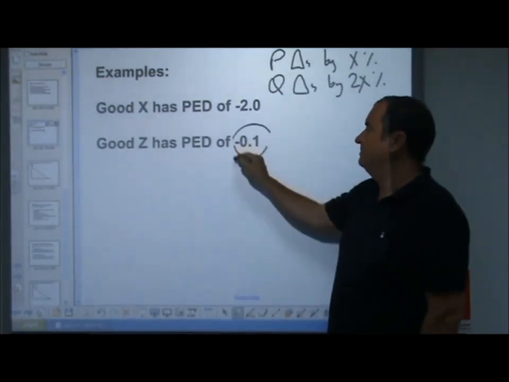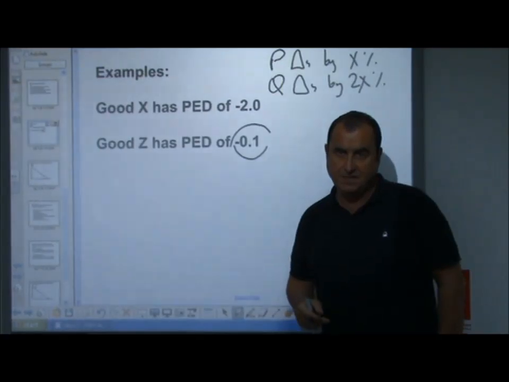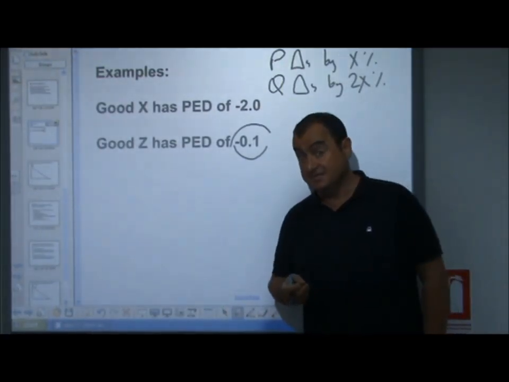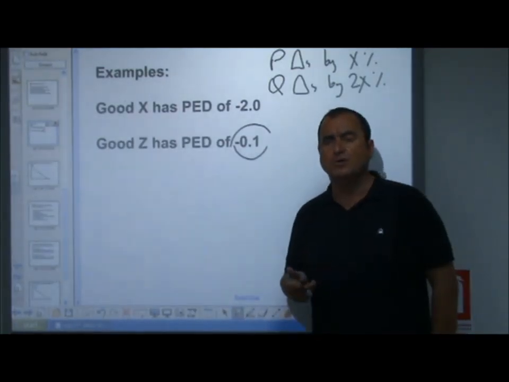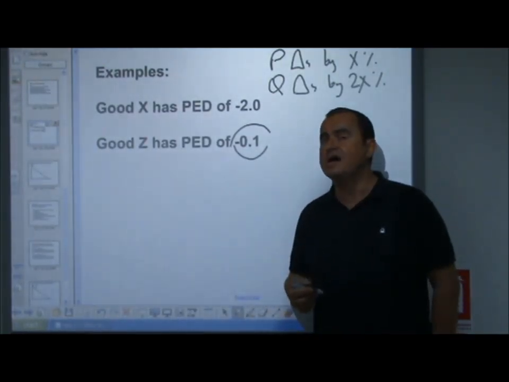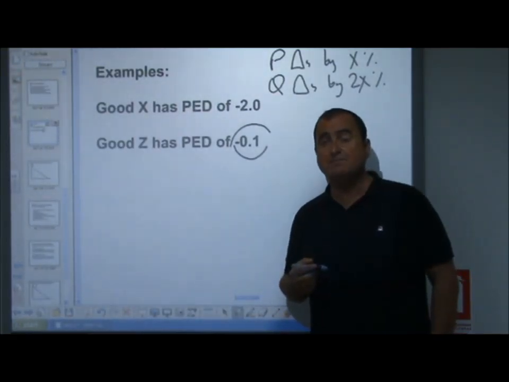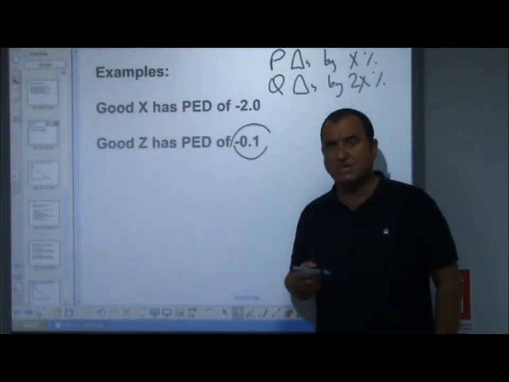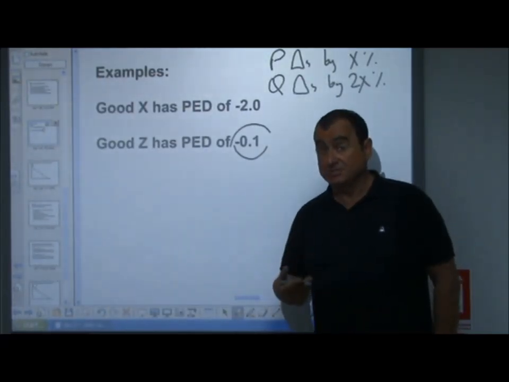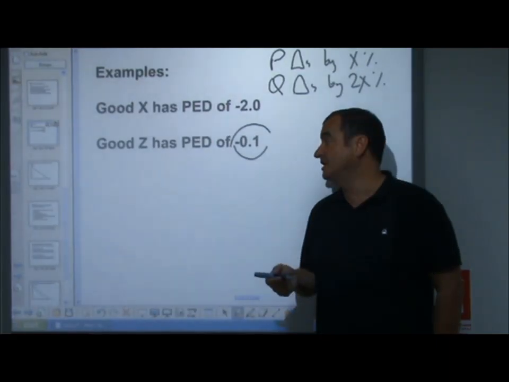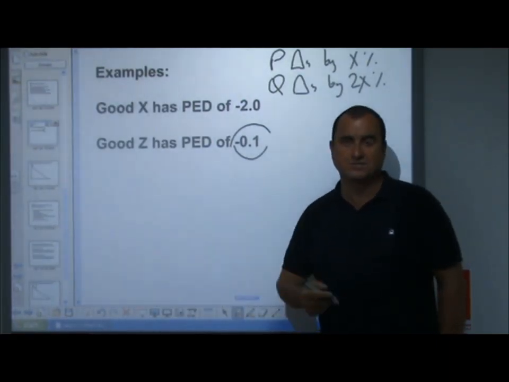If, however, the PED is -0.1, it's clearly inelastic demand, and it's very inelastic. The change in the quantity demanded will only be 0.1 the size of the change in price. If the price changes 10%, quantity demanded only changes 1%. For example, electricity. Perhaps if the price of electricity went up 10%, we would only see a 1% drop in the quantity demanded.